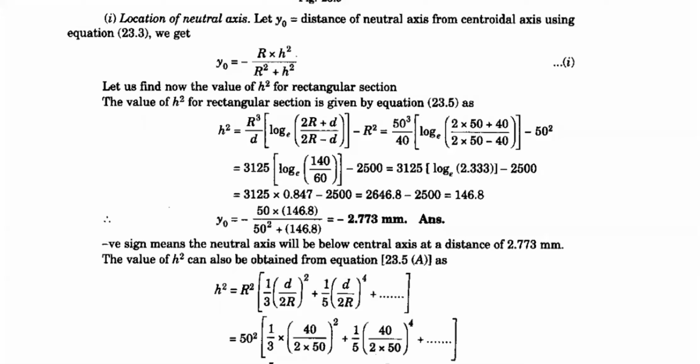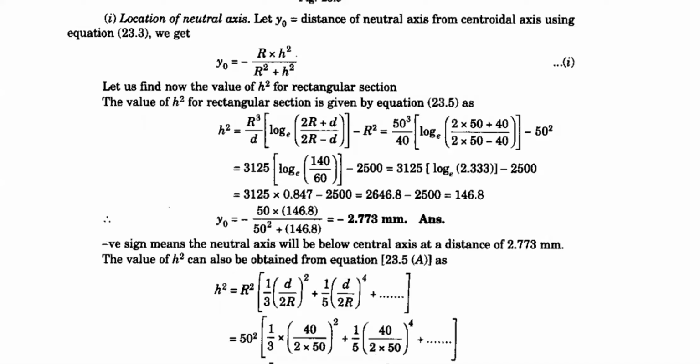Is this clear? If it is clear, then the problem is over. Please try to understand. Now you have r and h square, the parameters involved in the case of y naught. Now try to identify in your given data whether these two values are available or not. Please check in your given data whether the r value and h square value are available.